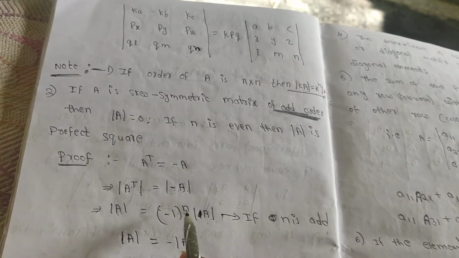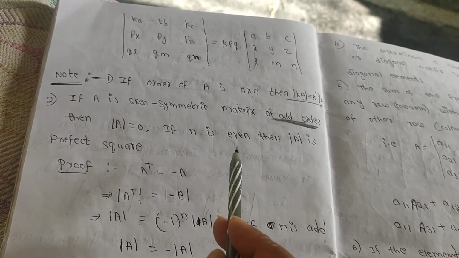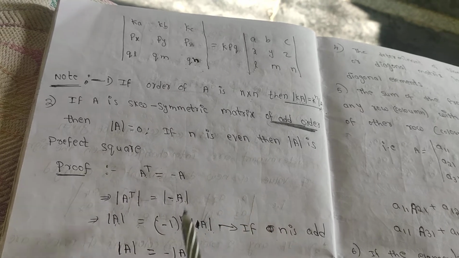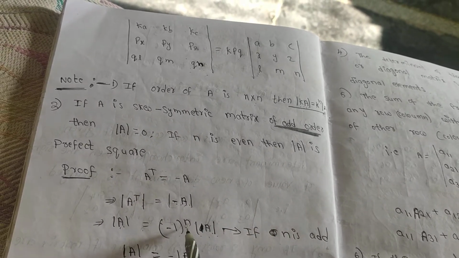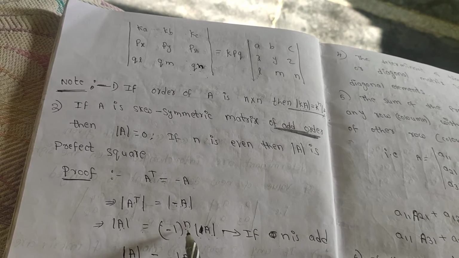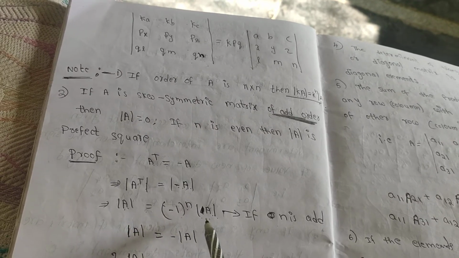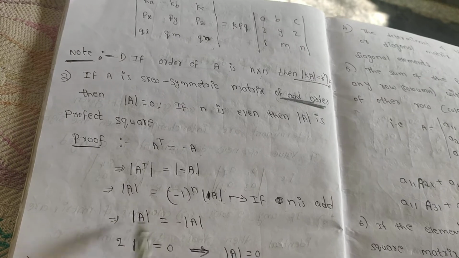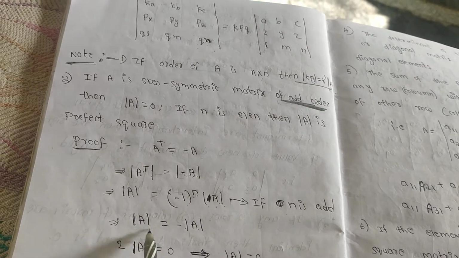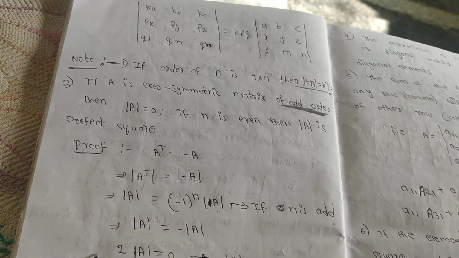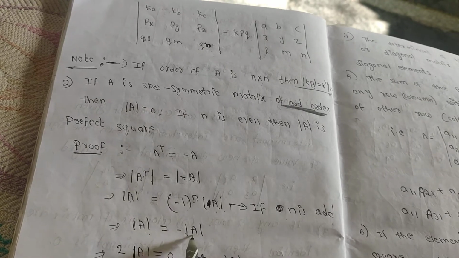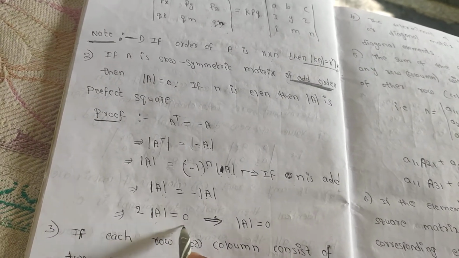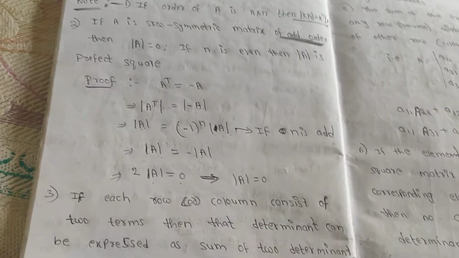So minus 1 whole power n, actually here A is odd order, that means n is an odd number. If n is an odd number, minus 1 whole power n gives minus only, minus into det A. So determinant of A is equal to minus determinant of A. Transposing this side, you have det A plus det A, that gives 2 into det A. 2 into det A is equal to 0, so det A is equal to 0.